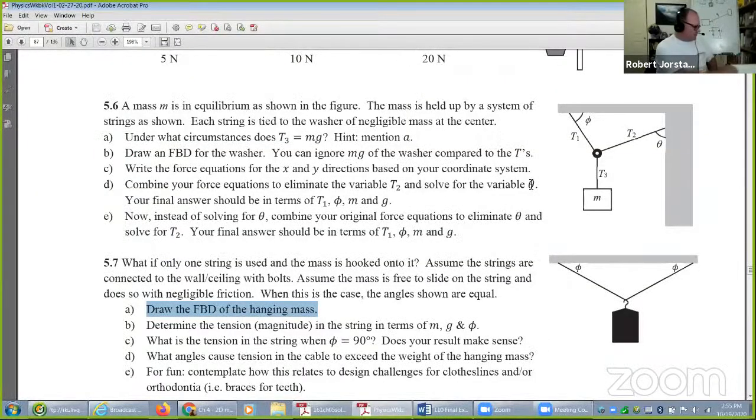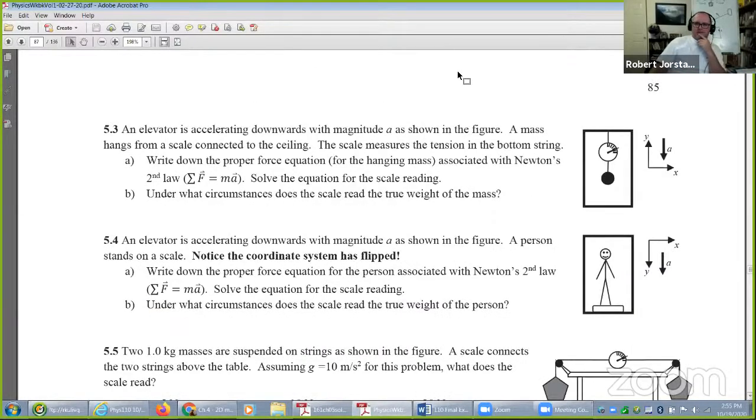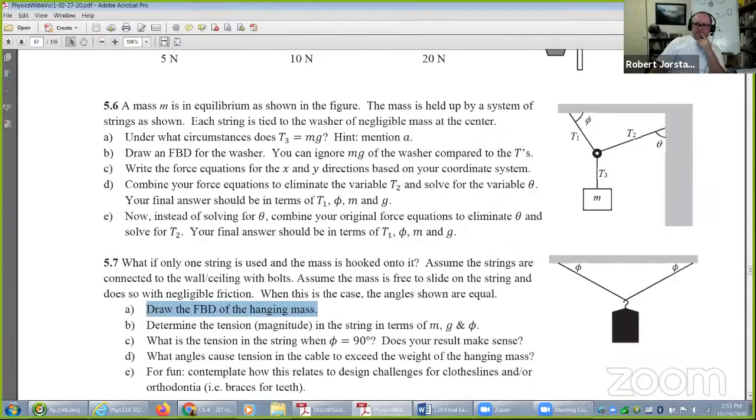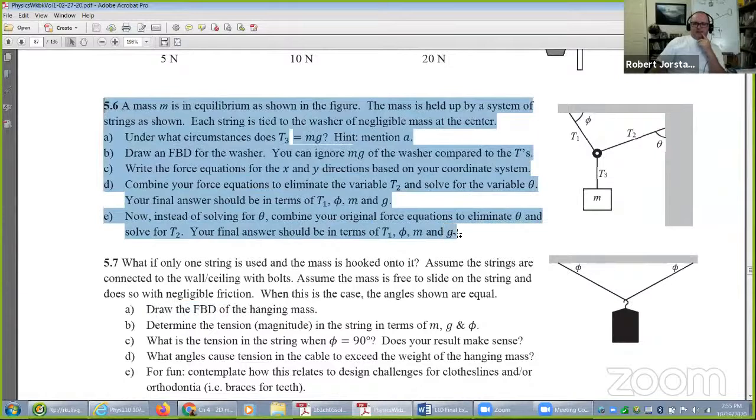And this is on page, I think it's 83 or something. No, 85, page 85. Yeah, 85. Okay. And let's start with 5.6.